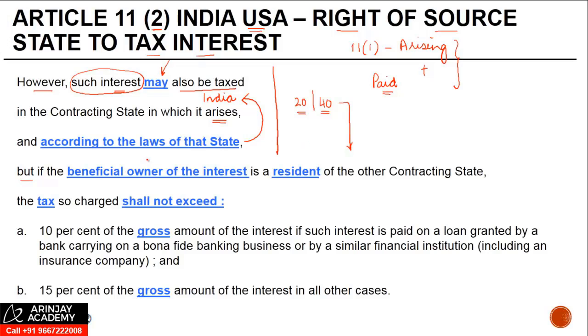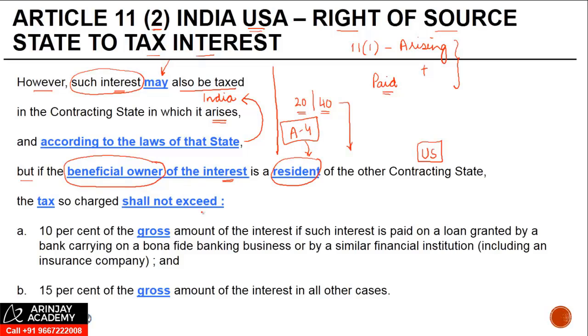But if the beneficial owner of the interest, right? What is a beneficial owner? A beneficial owner is a person who is getting the money and owning it on his own behalf. He has a right to use it in a manner in which he deems fit. So if there is a beneficial owner of interest who is a resident of the other contracting state, which is US, please note the words beneficial owner. It is not the recipient of interest which is relevant. It is the beneficial owner of interest who has to be a resident of US. And when I talk about resident, it has to be as per Article 4.